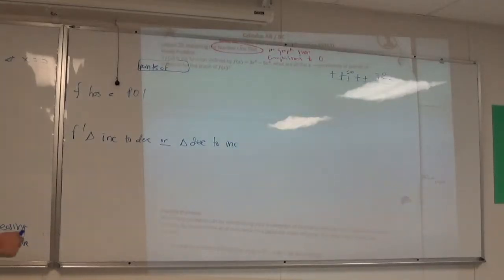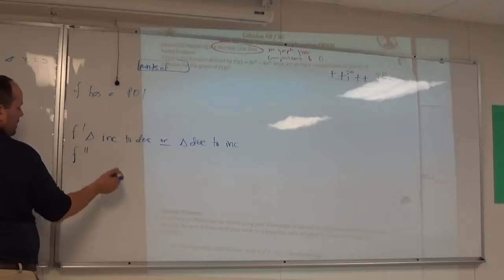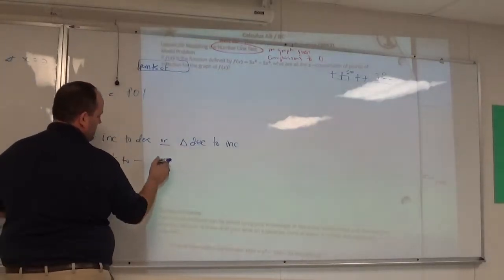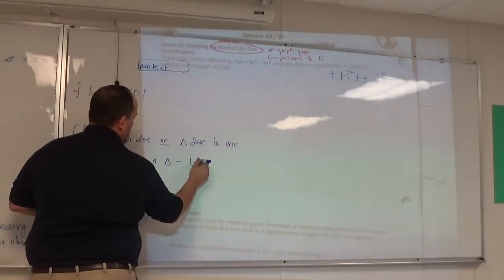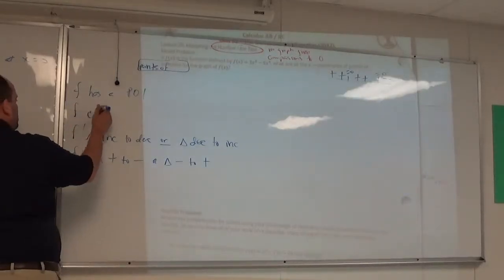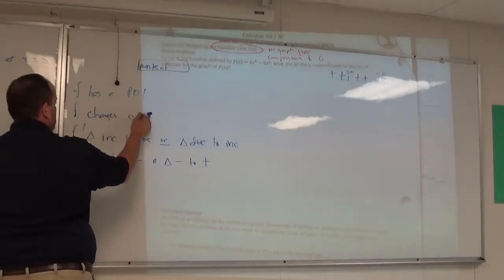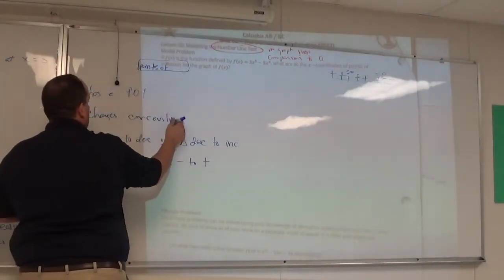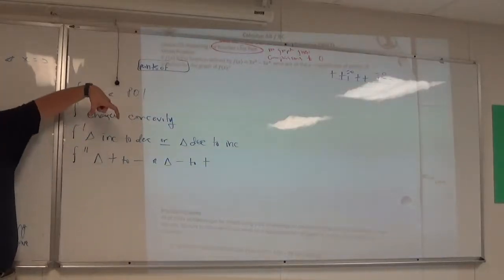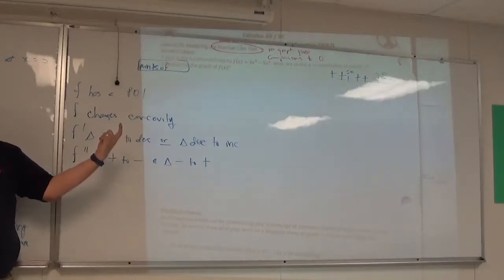Has to do with F double prime. Kevin, tell me about F double prime. Changes from positive to negative. Positive to negative? Or negative to positive. Or the changes from negative to positive. There's one more way. It just means that F changes concavity. That's what it means to be a point of inflection. You were concave up, you are now concave down. Or you were concave down, you're now concave up.